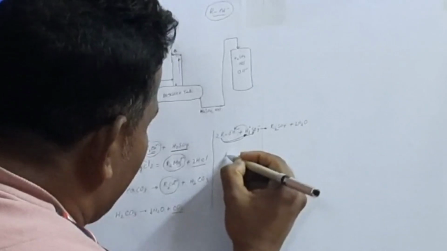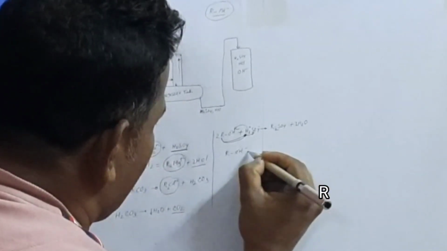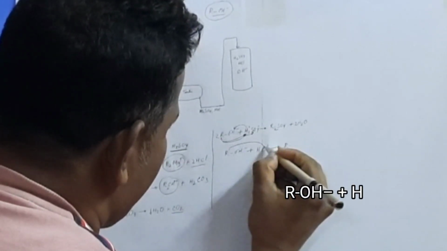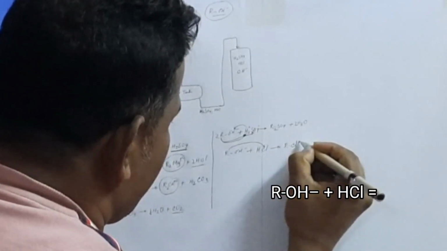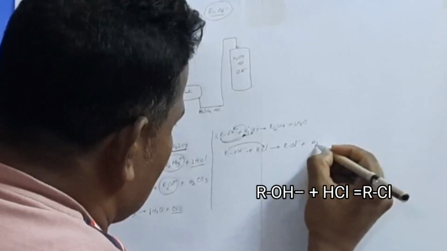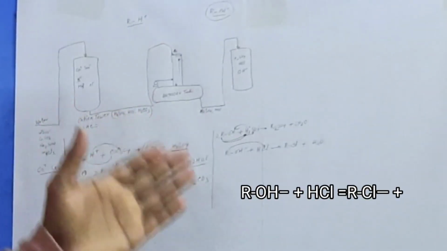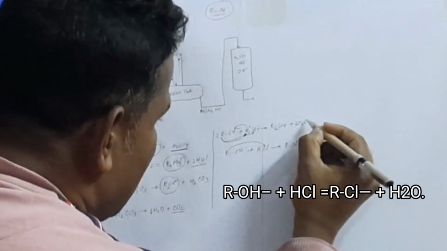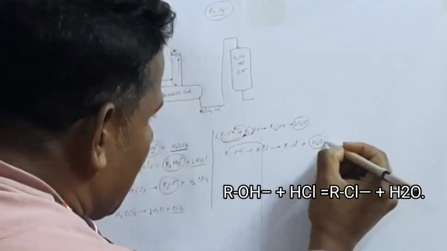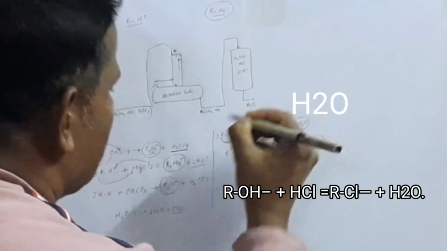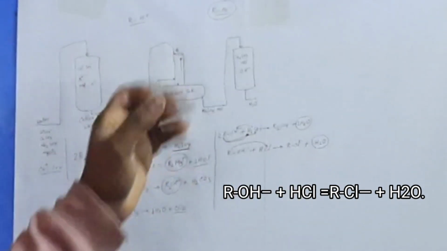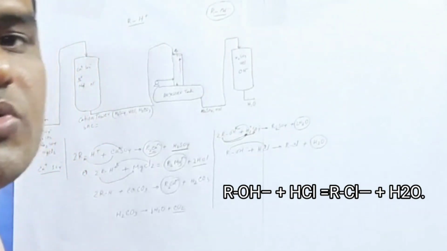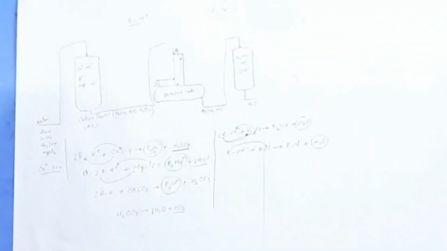Like this way, if ROH negative ion reacts with hydrochloric acid, then what will happen? R will react with chloride, R chloride plus H2O. So finally from this outlet we are getting pure water, and remaining impurities are absorbed on the anion tower. But from this anion tower, it is also possible for a small quantity of hardness to pass.